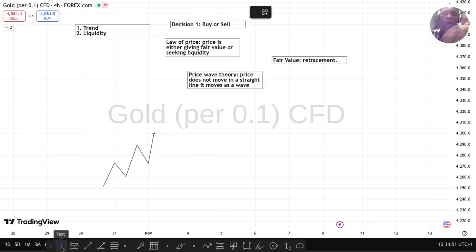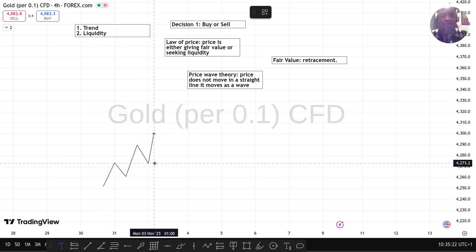If price is in an uptrend, what we'll be seeing is an uptrend wave. If price is in a downtrend, what we'll be seeing is a downtrend wave. That's how price moves. Price does not move in a straight line, never does. If price moves in a straight line, it's going to correct itself and create that wave-like structure. This is a very important concept that you have to take note of as we move on in this series.